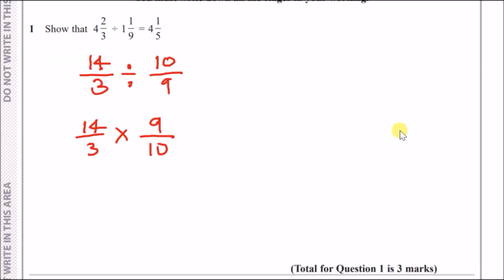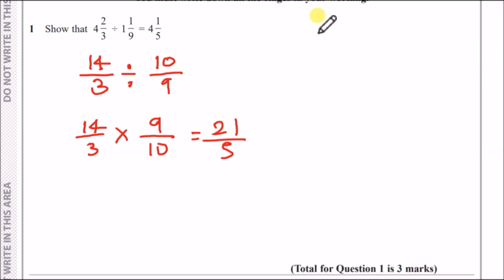And that's it, guys. All you gotta do now is whip out your calculator. Just do 14 over 3 times 9 over 10. And when you do that, you're going to get a fraction which says 21 over 5. And you're pretty much done here.